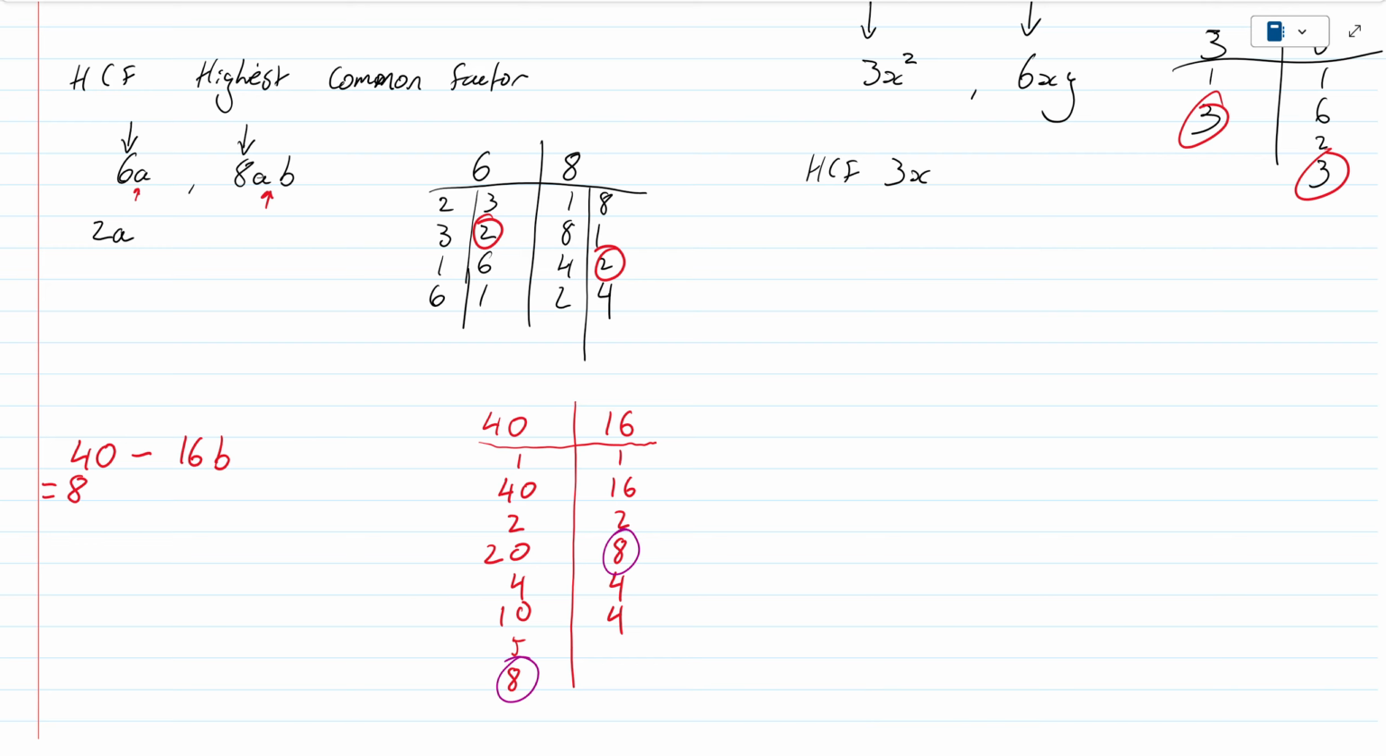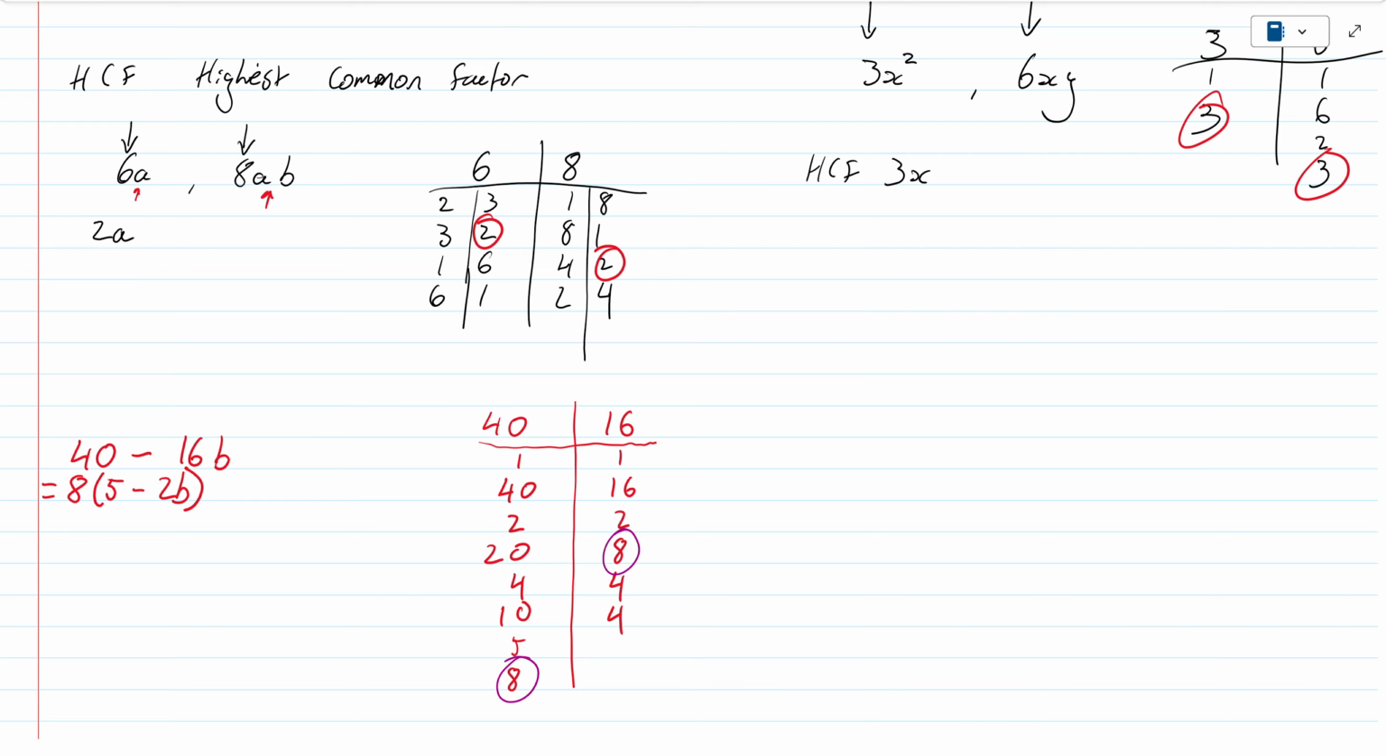So 8 is the highest common factor of this question, but we haven't factorized it yet. We've just identified it. So now we go, 8 times what will give you 40? 8 times 5 will give you 40. 8 times what will give you negative 16b? 8 times negative 2b will give you negative 16b. And that is the factorization process for a simple expression.